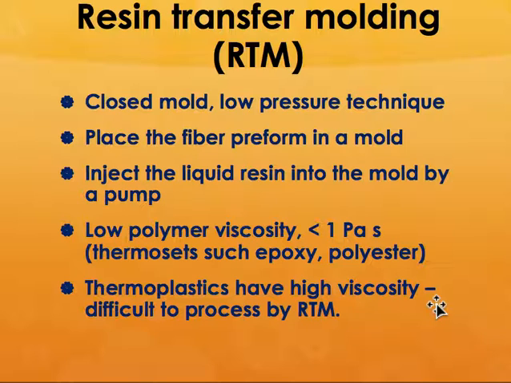The next kind is resin transfer molding. It's a closed mold, low pressure technique. The fiber preform is placed in a mold, and you inject the liquid resin into the mold by a pump. Which means that you need a very low viscosity resin system. So you can use thermosets and polyester, but sometimes you have to dilute it with a solvent. Can you make thermoplastics with this? It can be, but it is extremely difficult because thermoplastics have very high viscosity and it is difficult to process by resin transfer molding.